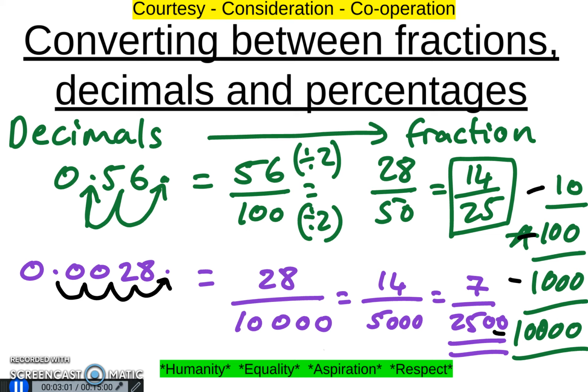How about fractions to decimals? Now pause the video guys, copy that down, make sure you understand it. Then I'm going to move on to fractions to decimals.